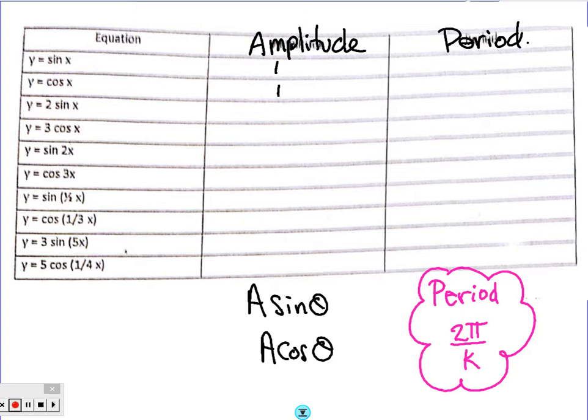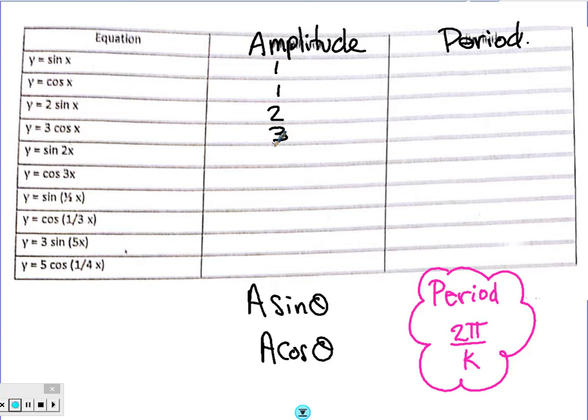Here, now I have 2. So my amplitude is 2. That means my sine curve is going to go up 2 and down 2, up to positive 2 and to negative 2. Same thing here. Our amplitude is 3. You keep going. Fill those in. Find your amplitudes. Not rocket science. I'm confident everybody in this room can find the amplitudes.